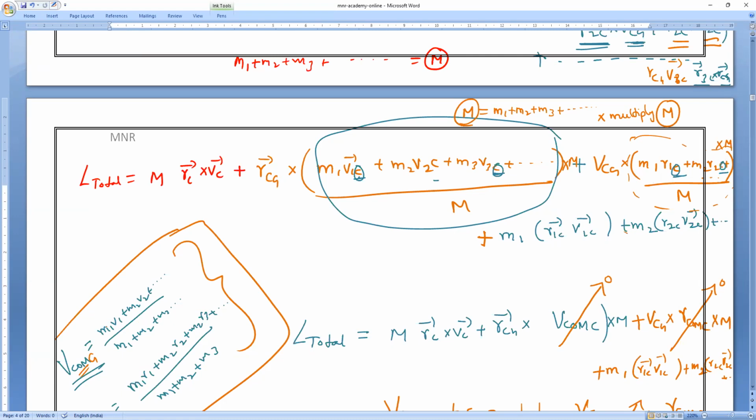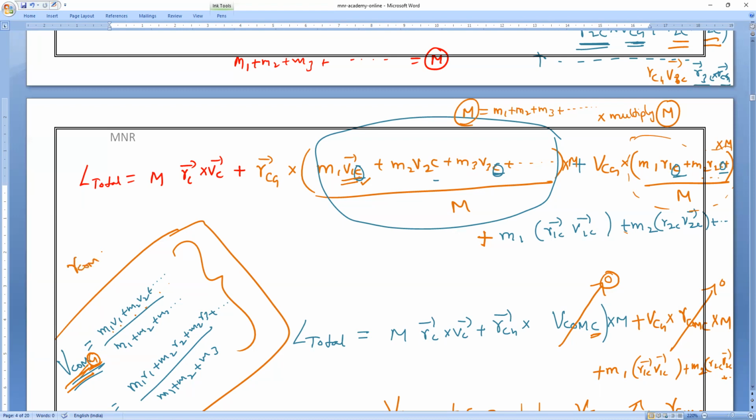Here, we all know m1v1 plus m2v2 plus m3v3 equals the total velocity of the center of mass with respect to ground. But here we have the velocity of the center of mass with respect to the center of mass again. That is why this velocity of the center of mass with respect to the center of mass does not exist. It is equal to what? 0.